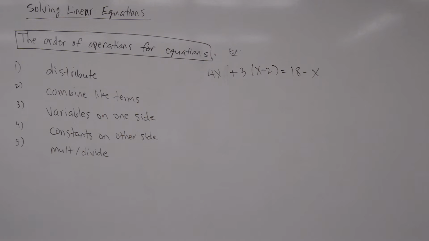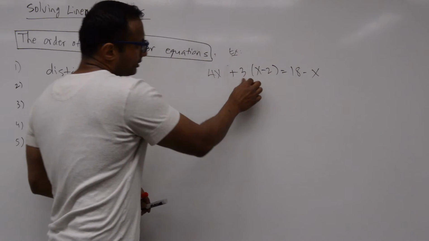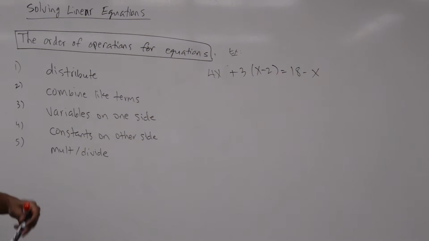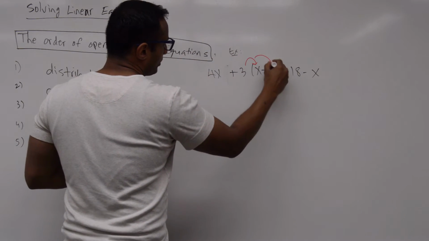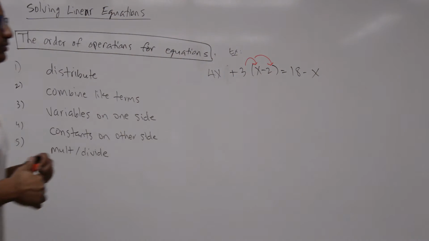So your first step is to distribute. Now distribution is when you have a parentheses and it's multiplied by a constant. So in this case, the x minus 2 is being multiplied by 3. So the first step is we're going to distribute the 3 to each term.